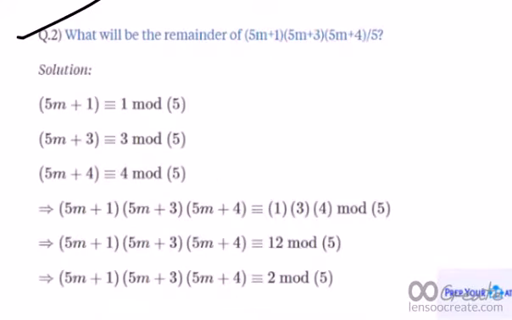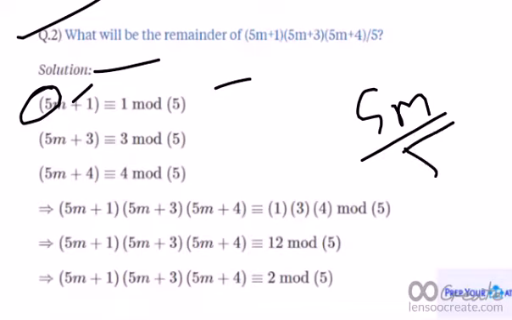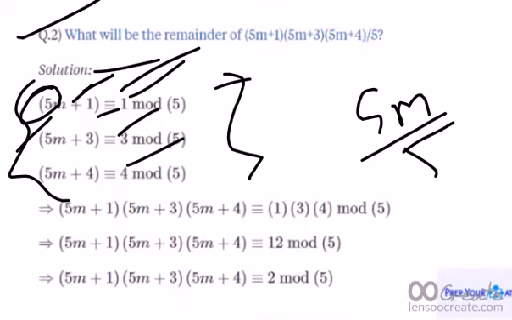Next question. What will be the remainder when (5m plus 1)(5m plus 3)(5m plus 4) is divided by 5? The solution goes like this. 5m is perfectly divisible by 5 since it is a multiple of 5. But when you add an extra 1, it is not divisible. Therefore, the remainder is 1. Similarly with the others, 3 and 4. Now when we multiply all three, the same follows on the right hand side. That is 1 into 3 into 4, which is 12.